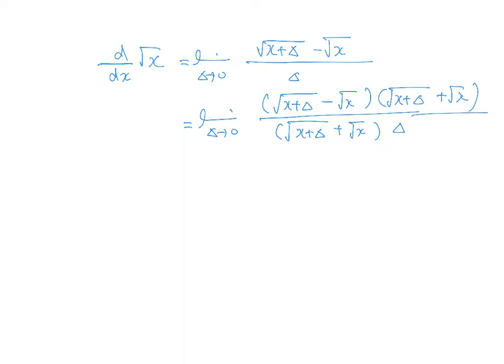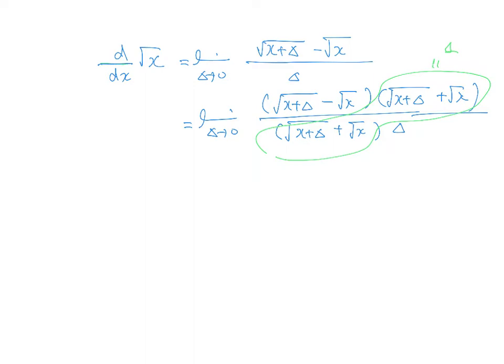So basically, this is equal to 1, right? So you divide the whole thing by root x plus delta plus square root of x, and multiply by square root of x plus delta plus square root of x. This is called rationalization, 유리화.